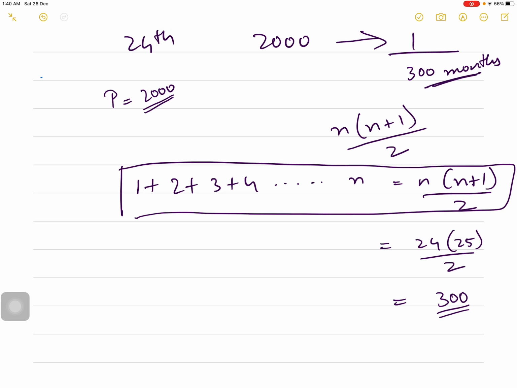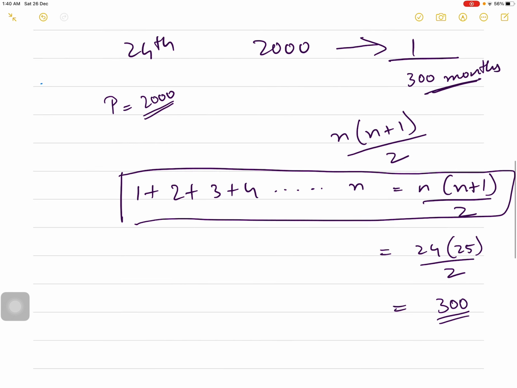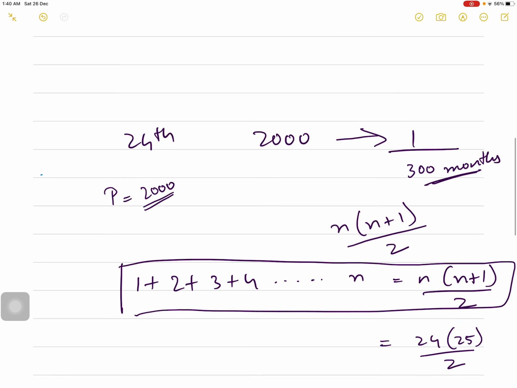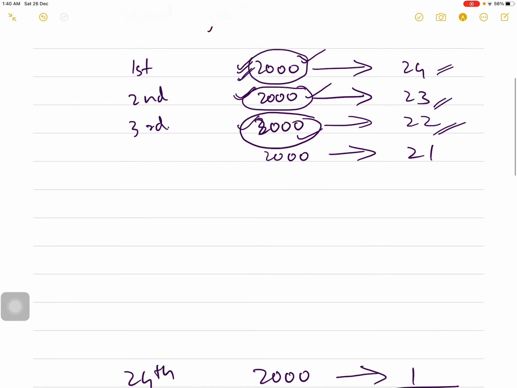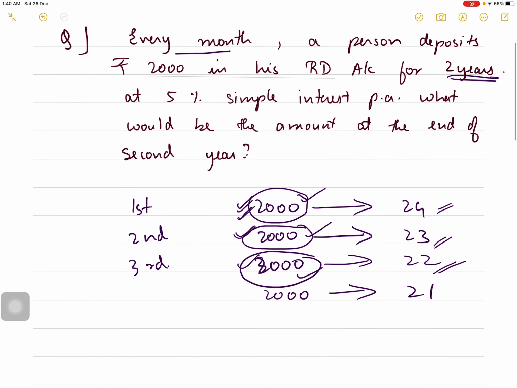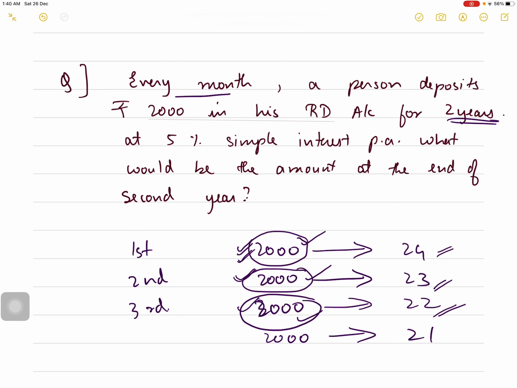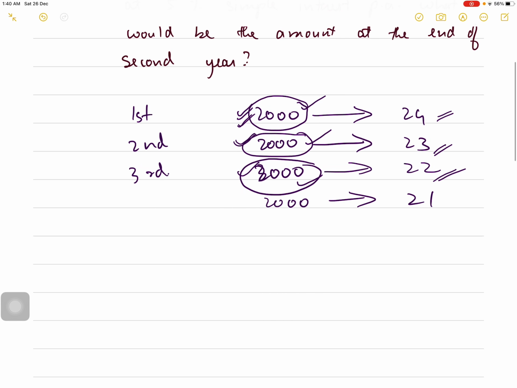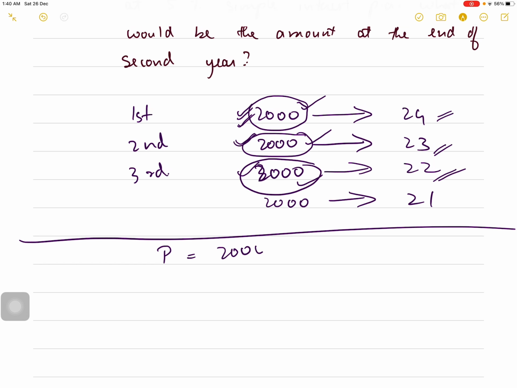So in this particular sum, it is 1 plus 2 plus 3 plus 4 plus till 24. So 24 into 25 divided by 2 comes to 300. So the total number of months is 300. Okay, and it is a simple interest question, right? So every month a person deposits 2000 in his RD account for 2 years at 5% simple interest per annum. What would be the amount at the end of the second year? So the principal I'll say is 2000, right? N, that is the period.